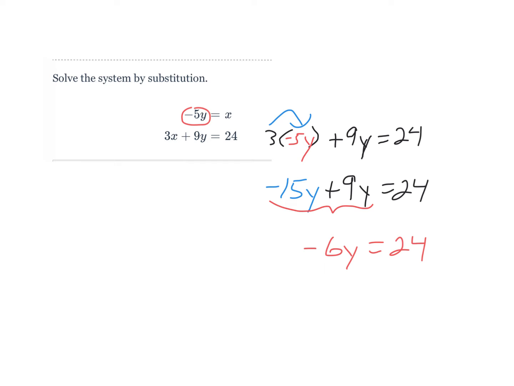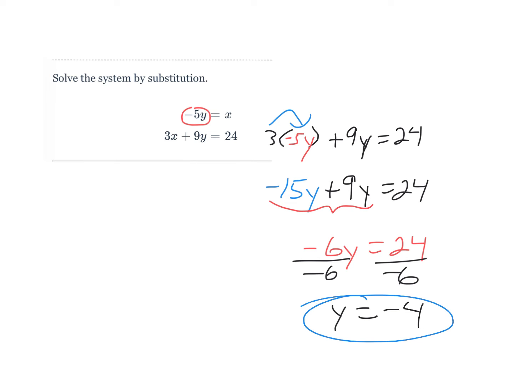Well, at this point, to finish solving this equation, the variable y is being multiplied by negative 6. The inverse or opposite of multiplying by negative 6 is to divide by negative 6. The reason we did that is because on the left side, negative 6 divided by negative 6 is y, and we now know that y is equal to, on the right side, 24 divided by negative 6, which is negative 4. So now we know the value of y is negative 4.